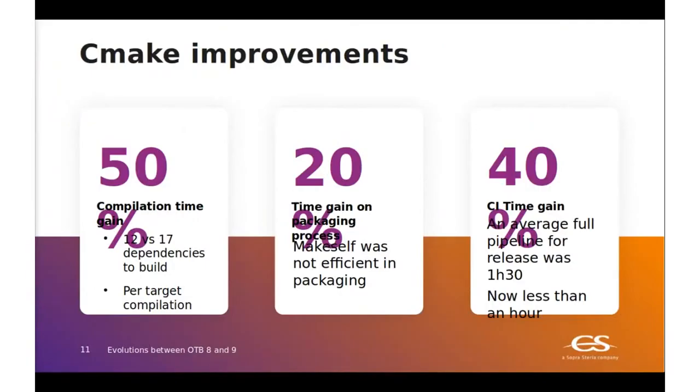So in numbers, we have 50% compilation time gain after all this revamping. It's due to the per target compilation and 12 versus 17 dependencies build. On the packaging process, we gain about 20% because make-self was doing the packaging with calling 15 CMake files, so it was taking a lot of time.